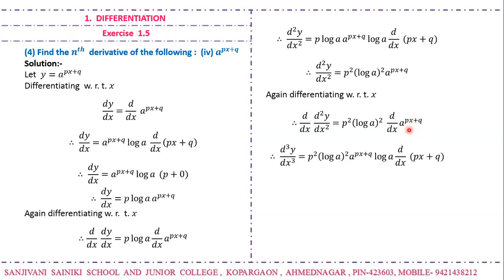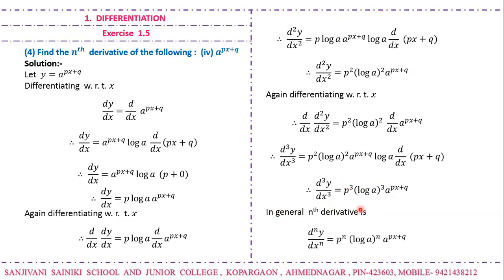So again we will use the formula a raised to f of x. Its derivative is a raised to f of x into log of a into d by dx of f of x. So d by dx of px plus q, again we will get only p. So p, and this p square becomes p cube, log of a bracket square into log of a, we get log of a bracket cube into a raised to px plus q. So from this we can generalize the concept, and the nth order derivative we can write it as d^n y by dx^n is p raised to n, log of a raised to n into a raised to px plus q.